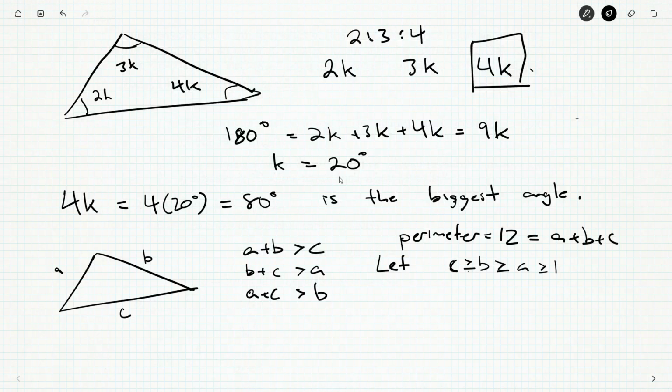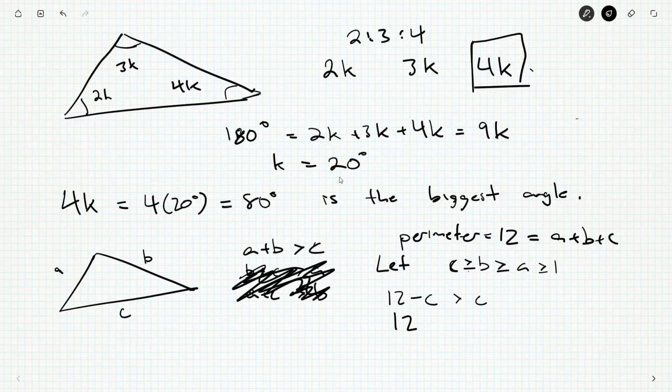Okay. So what can we have? Well, we need A plus B to be greater than C. Well, A plus B is 12 minus C, so 12 minus C has to be greater than C. This has to be true. And if this is true, then automatically, if C is the largest one, you don't need to worry about these other ones. Satisfied automatically. So that tells me 12 has to be greater than 2C.